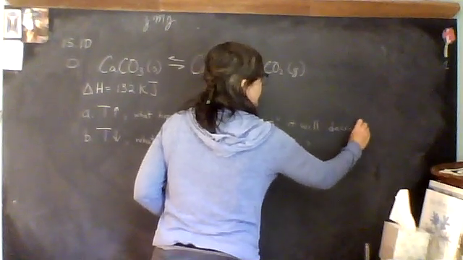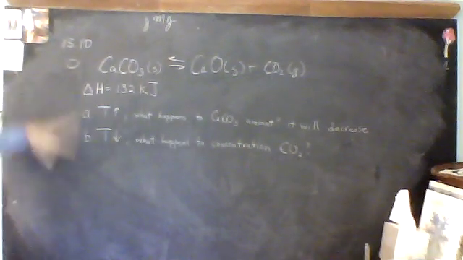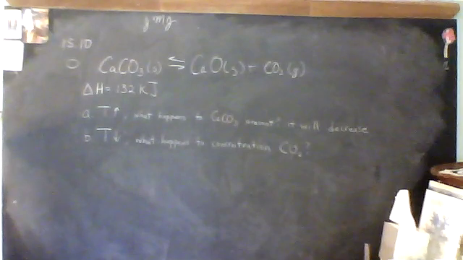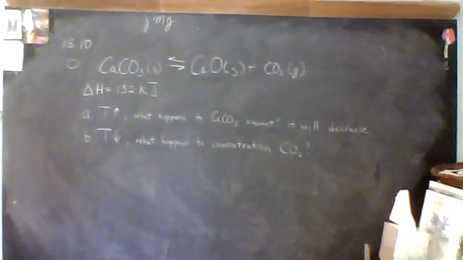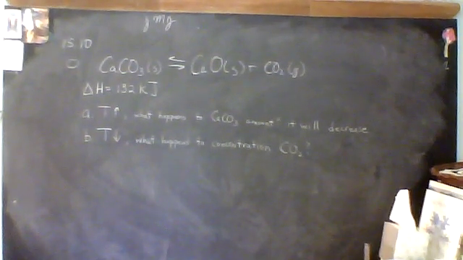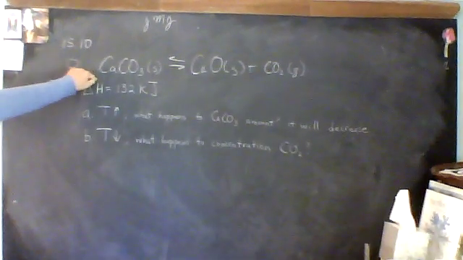How about letter B, this is a little different. What happens to the concentration of the CO2 when the temperature is decreased? If the temperature is decreased, the equilibrium is going to shift. If we look on page 510, we see when the temperature is raised, an equilibrium will shift away from the side of the equation that contains energy. When the temperature is lowered, the reaction will shift toward the side that contains energy. So the side that contains energy is the reactants side.